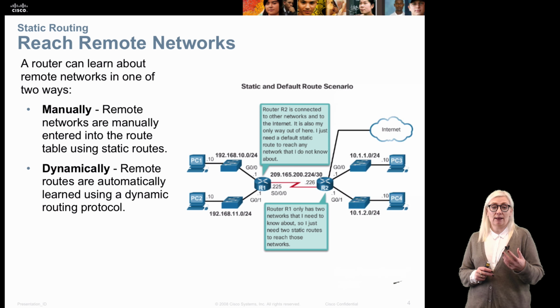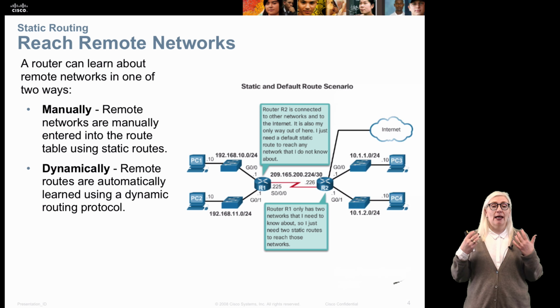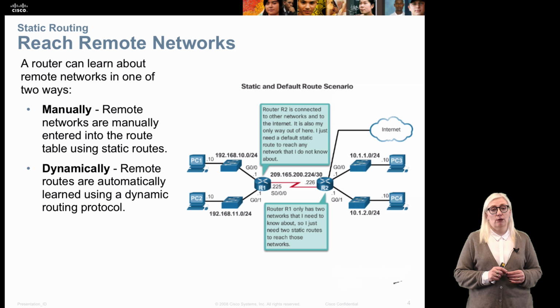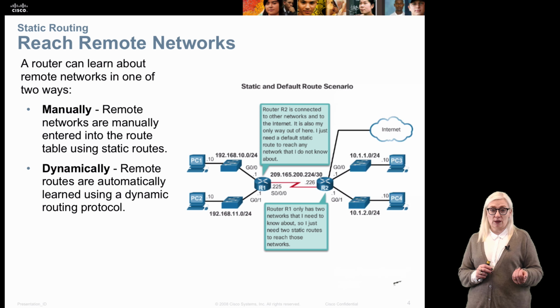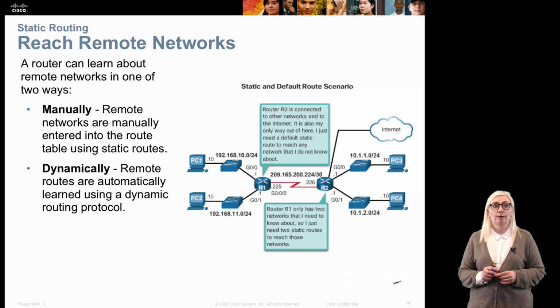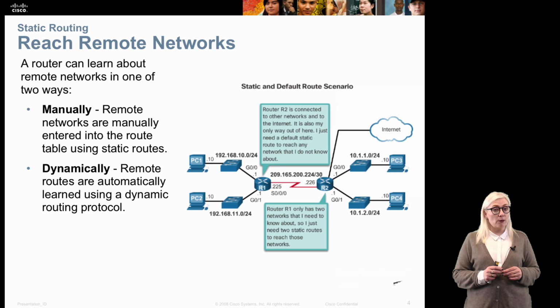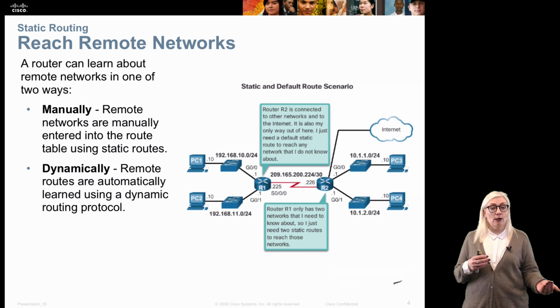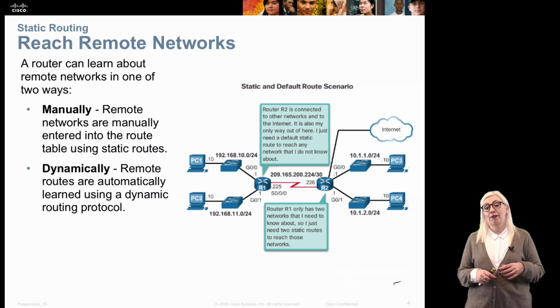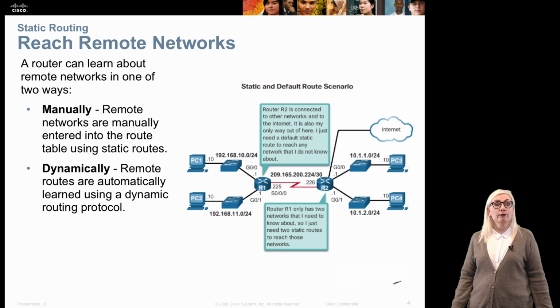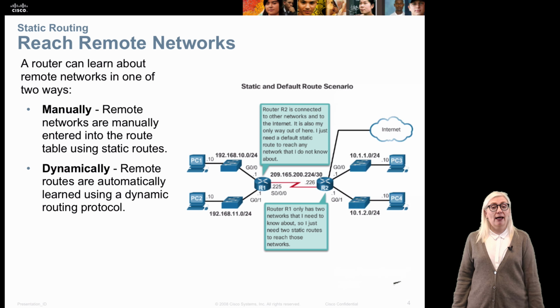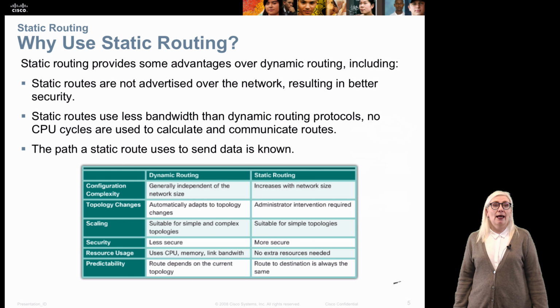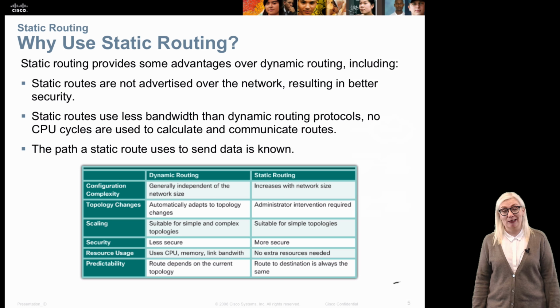If you do it statically, you will manually enter all the routes into your router, and you need to configure it yourself as the administrator. Whereas if you use dynamic routing, the routers themselves will exchange information and find out how to find different routes. We will look now at how to do this manually. And sometimes it is a good idea to do it manually.